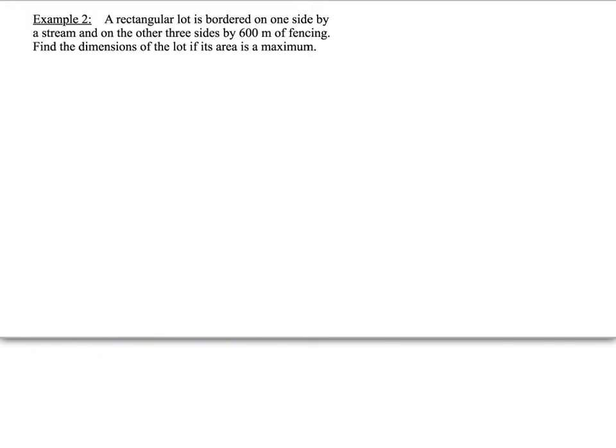For example 2, a rectangular lot is bordered on one side by a stream and on the other sides by 600 meters of fencing. Find the dimensions of the lot if its area is a maximum. Okay, so a rectangular lot has 3 sides. One side is a stream. Okay, so we would have a width and another width, and then we would have a length here. And we've been told that the perimeter is 600 meters.